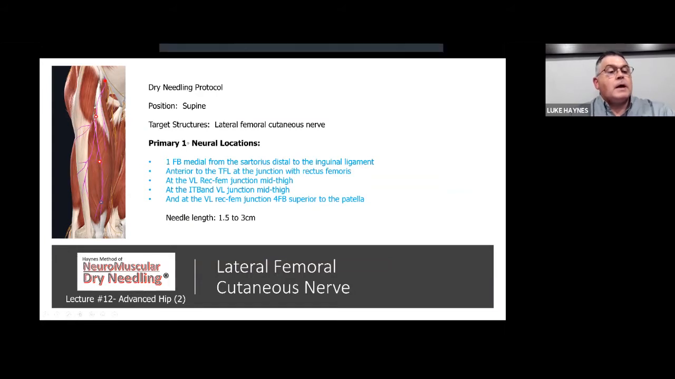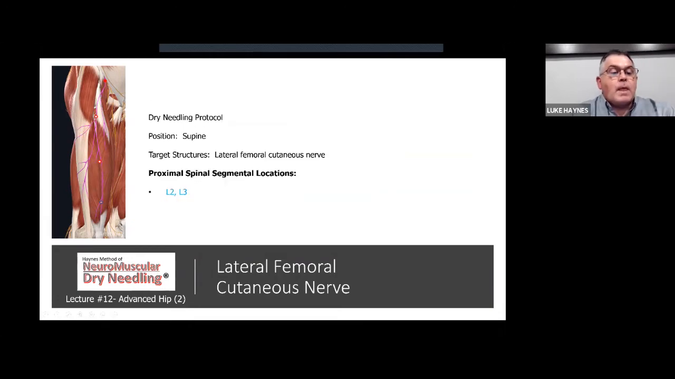So that will be here. Second will be here anterior to the TFL, the VL rec fem junction mid thigh, and then the IT band VL junction, vastus lateralis junction, says mid thigh. It's more distally. And it will also be at the VL rec fem junction, 4 finger breadth superior to the patella. We'll also have nerve roots coming from L2, L3, so we'll use that as our proximal spinal segmental needling.